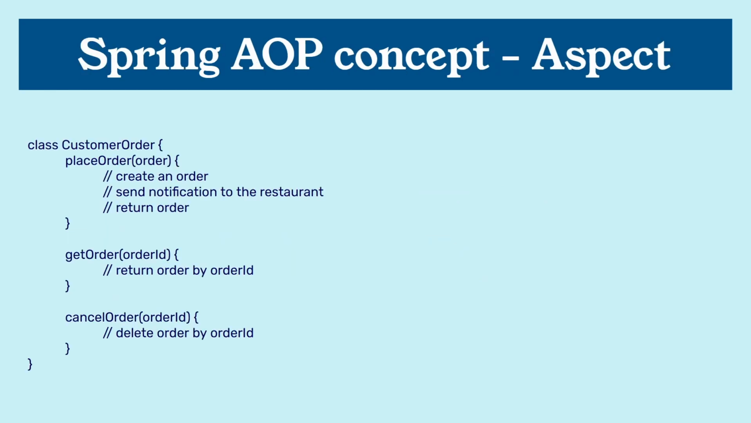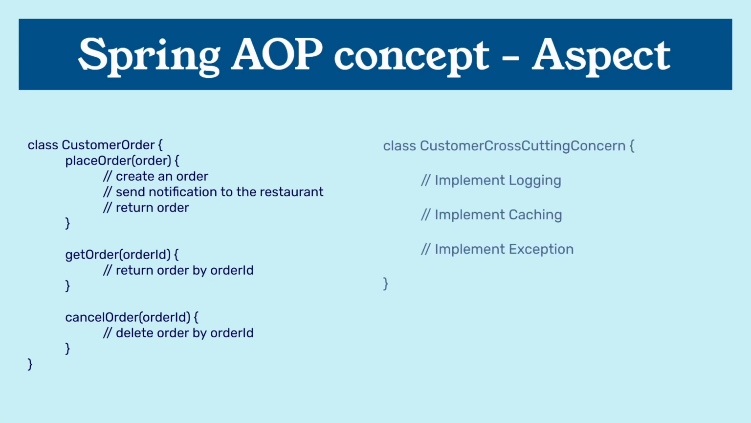Now, let's try to separate the cross-cutting concern from our actual business logic. Here, our class is the original class, which does not contain any of the cross-cutting concern implementation. And now in Spring AOP, what we do is separate the cross-cutting concern implementation into a specific class. For example, here the customer cross-cutting concern class contains the implementation of logging, caching, and exception handling. So basically what we did is modularize the cross-cutting concern implementation into a single class.